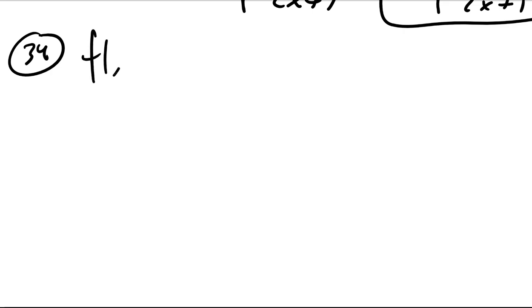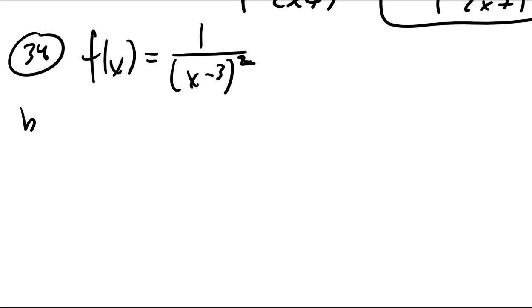All right, consider f of x is 1 over (x minus 3) squared. Sketch the graph. Calculate f of 2 and f of 4. State why Rolle's theorem does not apply from 2 to 4.